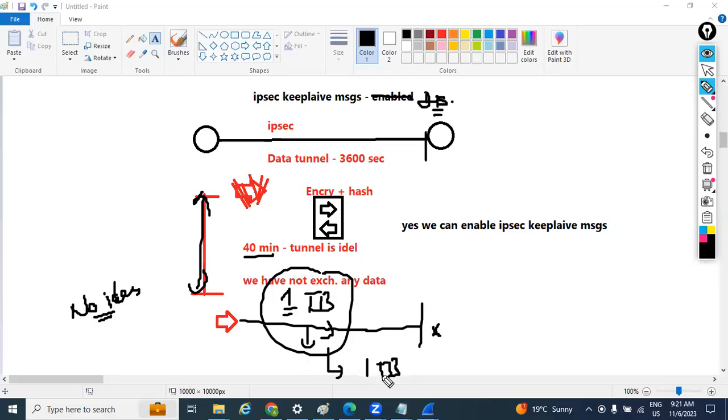So then I'm thinking, why is there no concept of keep alive messages in IPsec, like in EIGRP? If we had keep alive messages, that would be the best option, because at least before sending the data I would be confident that yes, the other site is already up here, and then I can easily send my data.